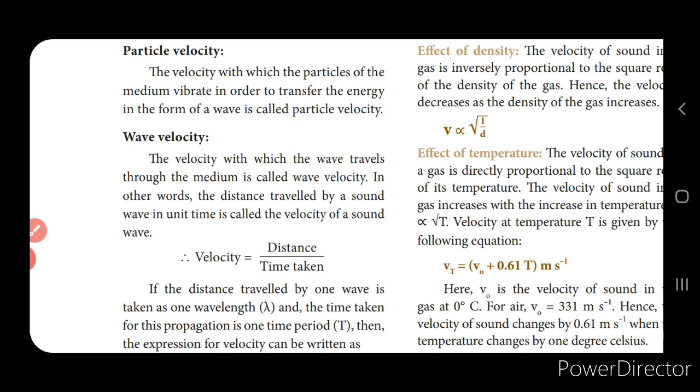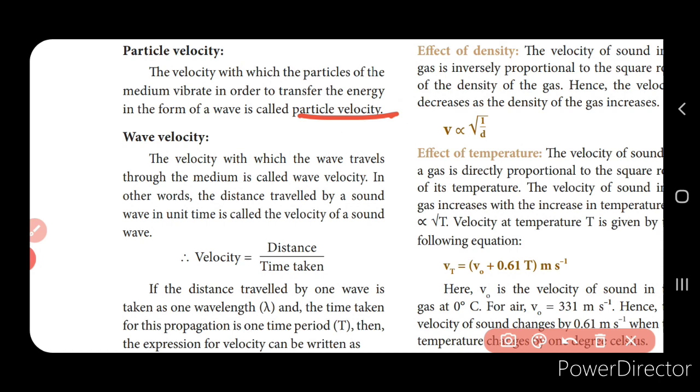The first one is the particle velocity. It is the velocity of the particle in the medium that is vibrating in order to transfer the energy, isn't it? So it needs the velocity to move from one position to the other. The energy is absorbed in the form of vibration, it moves, it makes a displacement, isn't it? So the velocity of the particle that vibrates is called the particle velocity.